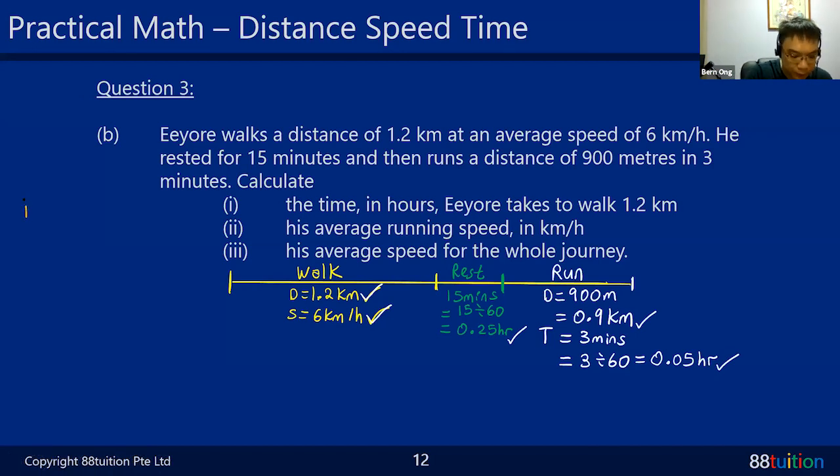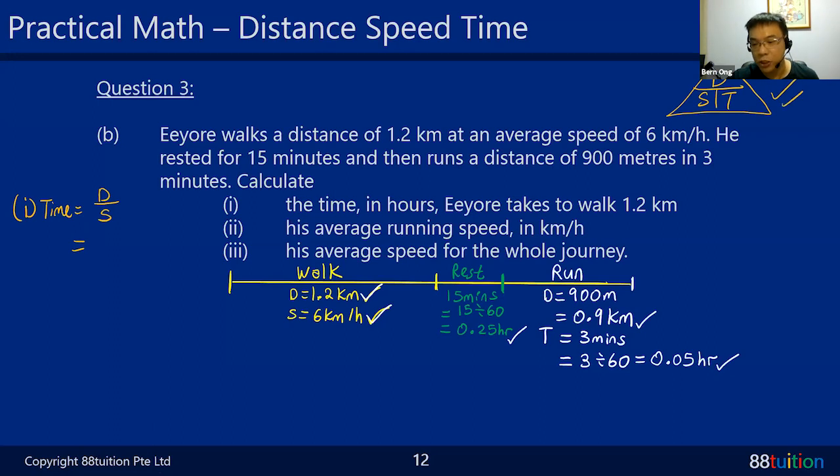How to do part 1? Question says, the time in hours he takes to walk the 1.2 kilometer. Walk 1.2 kilometer? Time. How to find time? Oh, the magical triangle. Remember this? DST. How to find time? Time is equal to distance over speed. All right, remember this magical triangle?